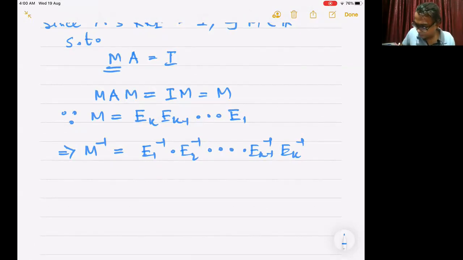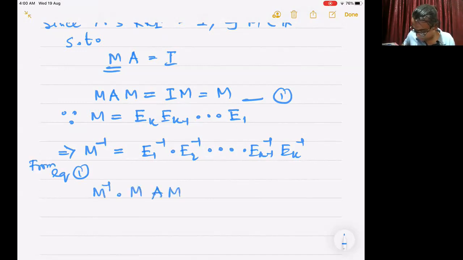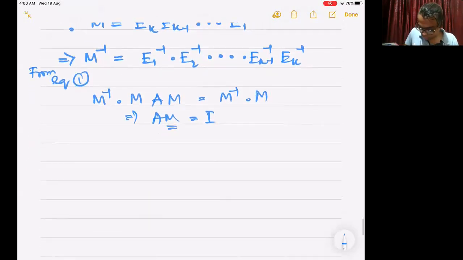So then if I multiply equation 1, from equation 1 we get M inverse times M times A equals M inverse times M. This will become identity. This is AM equals identity, which means MA is identity, AM also is identity. So this M matrix is in fact the inverse of the matrix A, right? So this goes to you as homework.